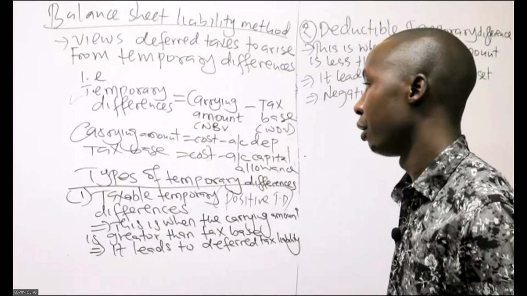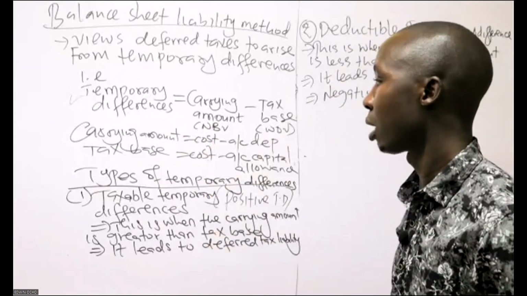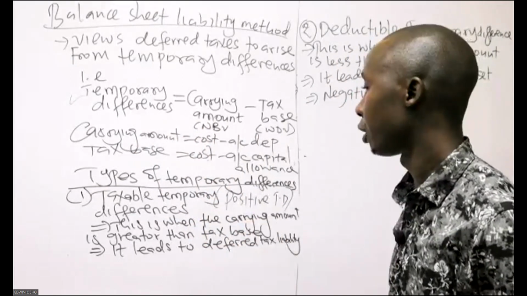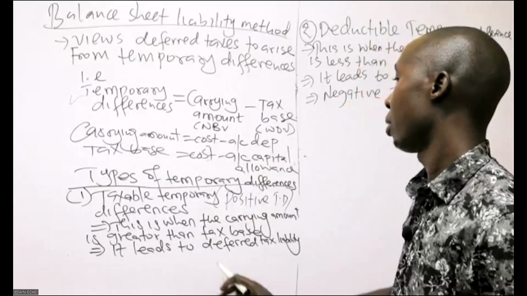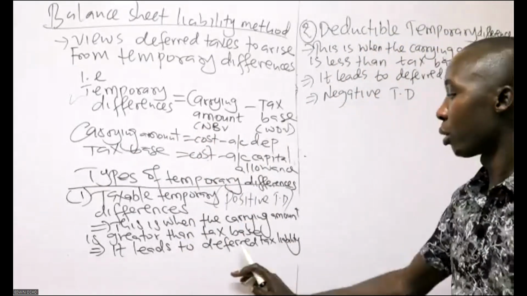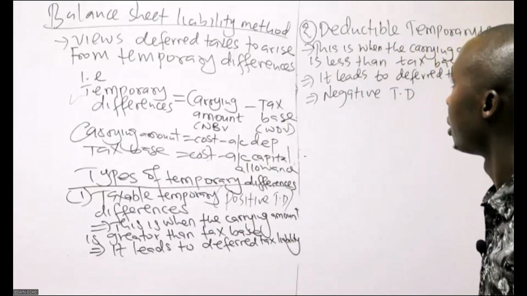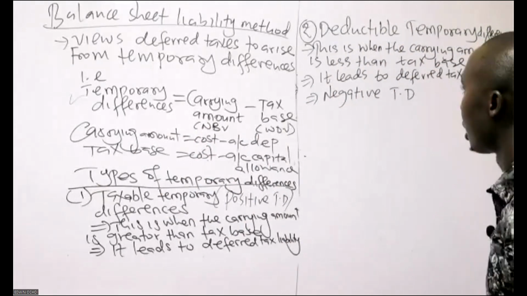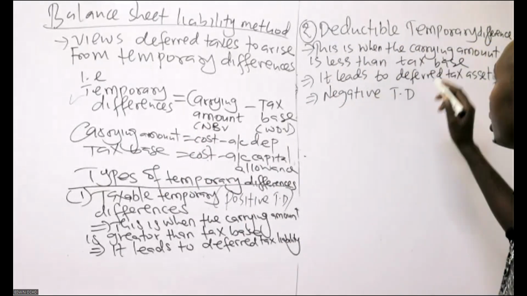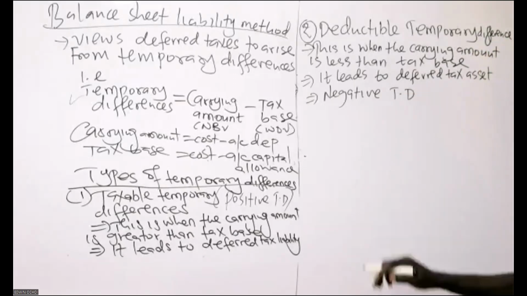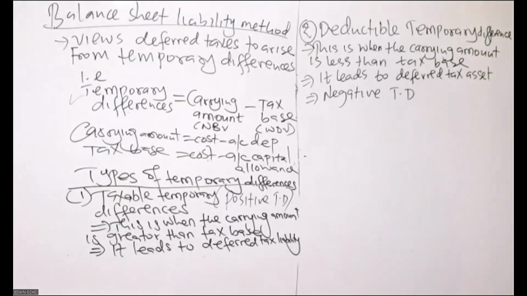So types of temporal difference, we have taxable and deductible. The taxable temporal difference is a positive temporal difference, whereby the carrying amount is greater than tax base. It leads to a deferred tax liability. The deductible temporal difference is a negative temporal difference, whereby the carrying amount is less than tax base. It leads to a deferred tax asset.